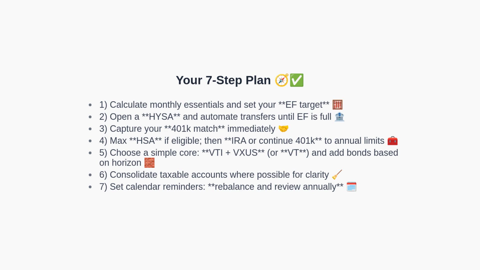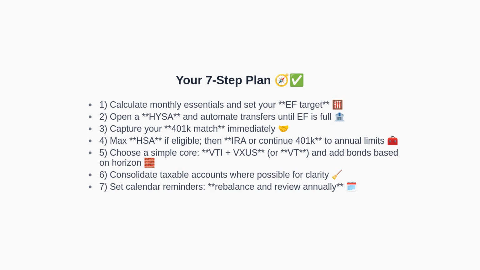Fourth, if eligible, max the HSA, and then use either an IRA or continue contributing to the 401k up to annual limits. Fifth, select a simple core portfolio such as U.S. total market plus international, or a global fund, and add bonds based on your time horizon. Sixth, consolidate taxable accounts where possible to simplify management. Seventh, schedule an annual review to rebalance and ensure you remain aligned with your goals.